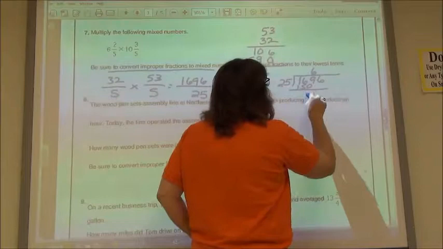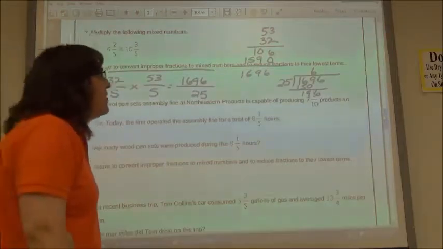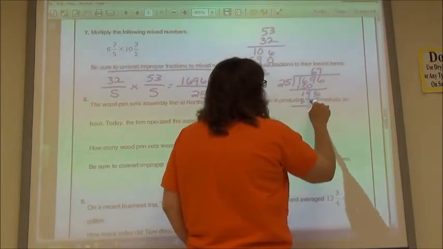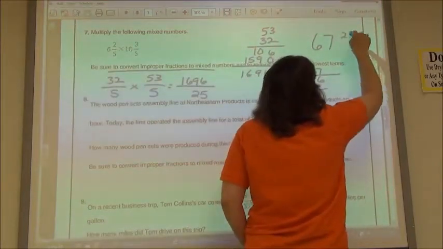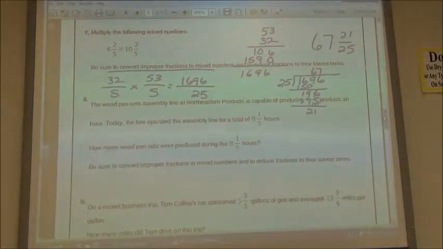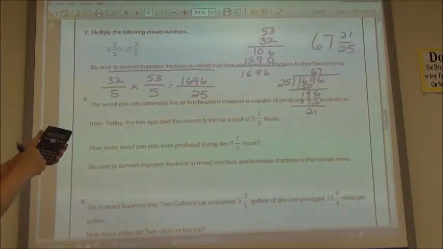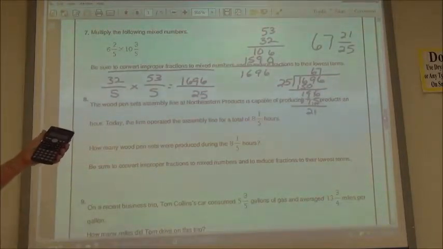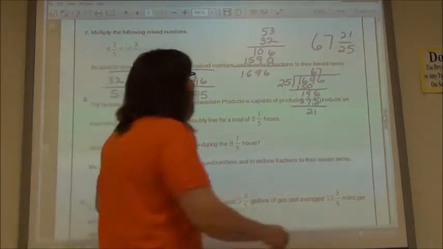150. Subtracting, I get 19, and then the 6 comes down, so 196. 25 into 196 goes 7 times, which would be 175. If I subtract, I get 21. So I get for an answer 67 and 21/25. Again, if I want to double check that with my calculator, I do 6 fraction 2 fraction 5 times 10 fraction 3 fraction 5, and I end up with 67 and 21/25, which of course was what we got when we did it the long way.